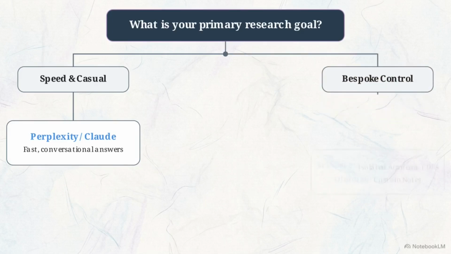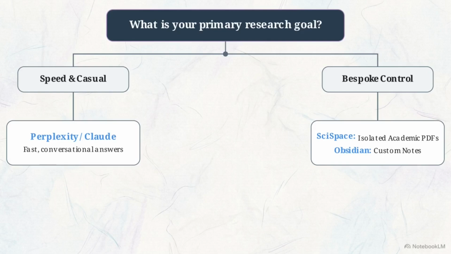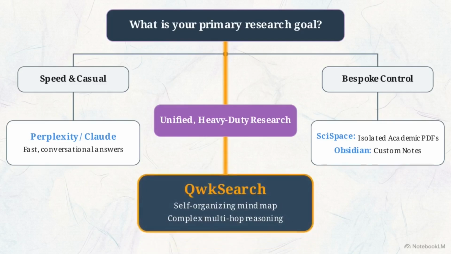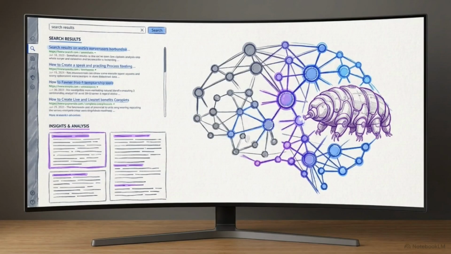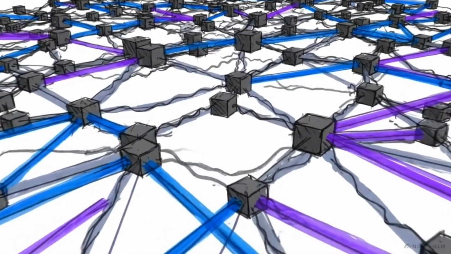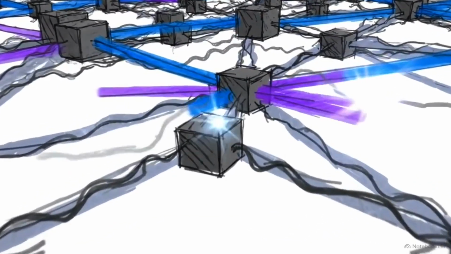If you want bespoke control, use SciSpace for isolated academic PDFs, or build out purely custom notes in Obsidian. But for unified, heavy-duty research, the central path leads directly to Quick Search as the ultimate destination for complex workflows. While it may be overkill for the average user, Quick Search successfully eliminates the swivel chair problem, making it the premier interface for those who need the internet to function as a self-organizing mind map.